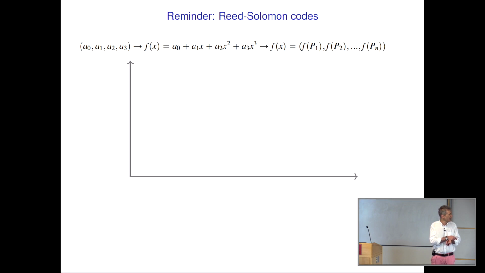We take n elements in the field, p1 to pn. We form a polynomial where x is an indeterminate here, and an unknown. So we write a0 plus a1x plus a2x squared plus a3x cubed. And then what we do, we take that polynomial and evaluate it at the distinct elements of the same field, p1 to pn. Right? So we visualize a graph.